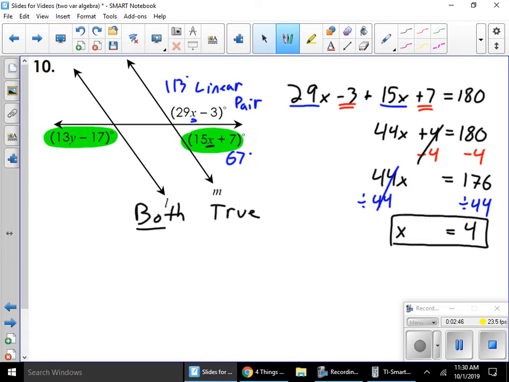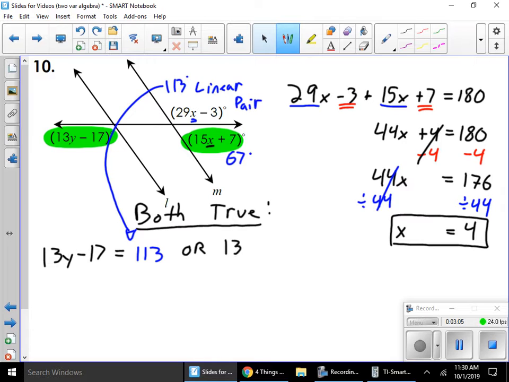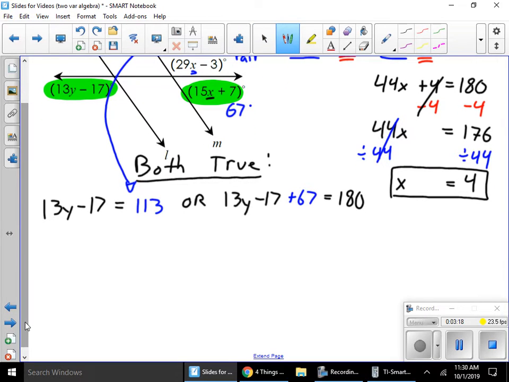You could either do 13y minus 17 equals 113 because those are alternate exterior angles, or you could do 13y minus 17 plus 67 equals 180. Both of these equations are true. However, one of them is much quicker to solve than the other. You have to make that decision for yourself. For me, the one on the right, that little two-step equation, is much faster to solve.